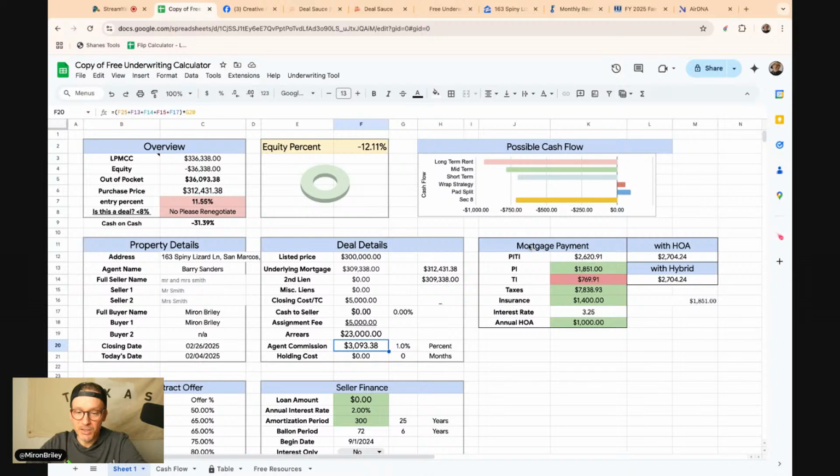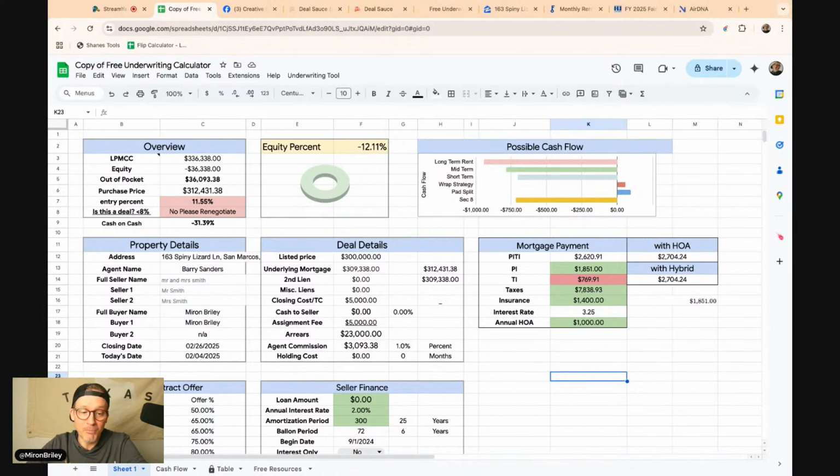So this is how I break down the mortgage payment when I don't have the statement. I'll break it down like that and I'll say, this is not a good deal. It's way too much money. I'm not going to make any money.